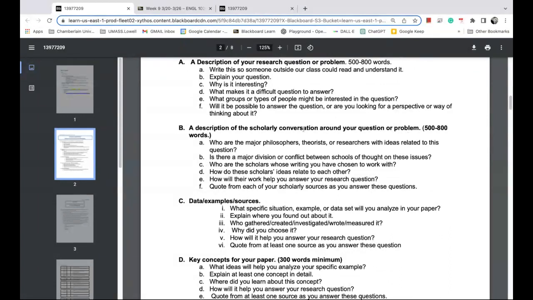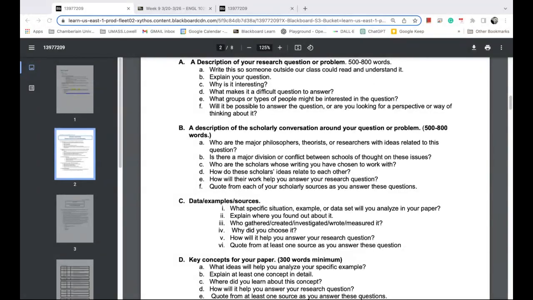Okay, so B, description of the scholarly conversation. Here's what you're looking for now: people who are involved in the field, and what are they saying about it? So in this particular case, you're going to be interested in the AI world and education theorists.